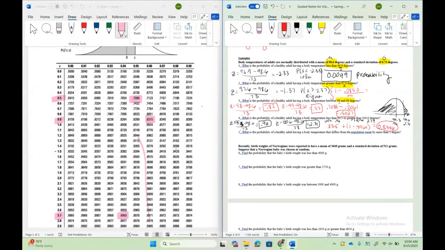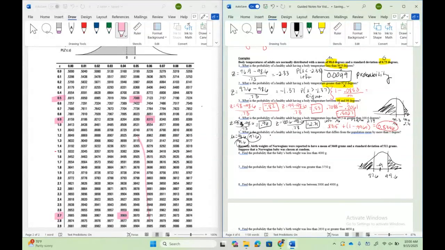All right, last question. What is the probability of a healthy adult having a body temperature that differs from the population mean by more than 1 degree? All right, so the population mean was 98.6. So I'm looking for a temperature of 99.6 or 97.6 because those are 1 degree away from the mean, with kind of the same picture as our problem above. So here's 97.6 and 99.6. I'm looking for this area.